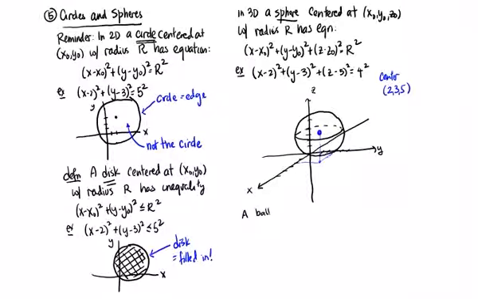A ball then, this is sometimes called a closed ball, but a ball also works as well. Let's say centered at x0, y0, z0, with radius r, has equation, so you can see where this is going. It's just going to become an inequality.